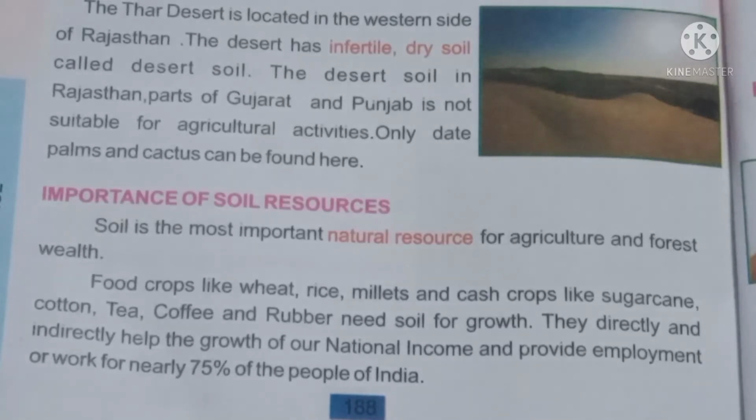As India is the land of agriculture, our backbone occupation is agriculture. So most of the people get income from agriculture. So our national income is from agriculture, and this agriculture provides employment opportunity for 75% of the people of India.